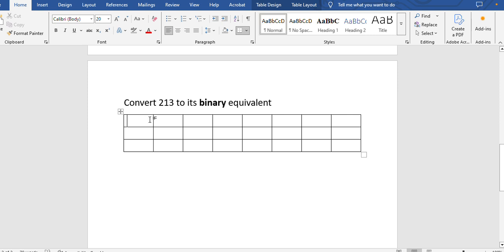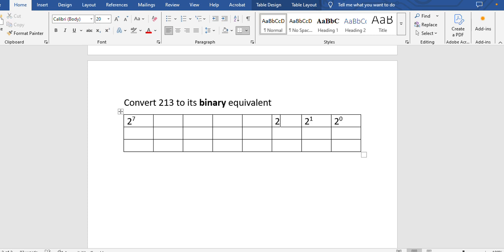So we have this number. We want to convert it to its binary equivalent. So what you do, you begin by writing the powers of 2. You start with 2 raised to power 7, and you move to 2 raised to power 6. It is always good to start from the right hand side, moving back to the left hand side.